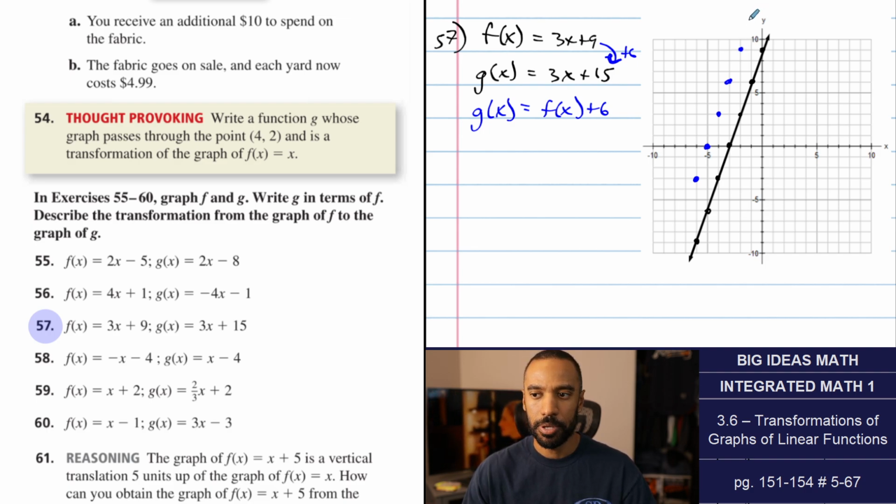Can I see 15 up here? No. Would it have hit it? Yeah, probably. And by probably, I mean yes. Yes, it would have. So this is that graph of g of x. It is drawn based off the translation 6 units up, which was very helpful.